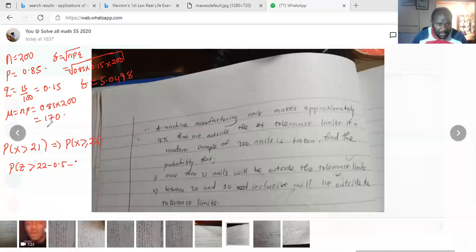Now this mean is so big compared to the 20s. I think I've interpreted something wrong here. A manufacturer makes approximately 15% that are outside the tolerance limits. I've always been explaining that success may not necessarily mean something good, and failure may not necessarily mean something bad. So what we want here is what is outside the tolerance limits. So our success is going to be this p, and our failure is going to be q. So if that is the case, then this value is going to change.